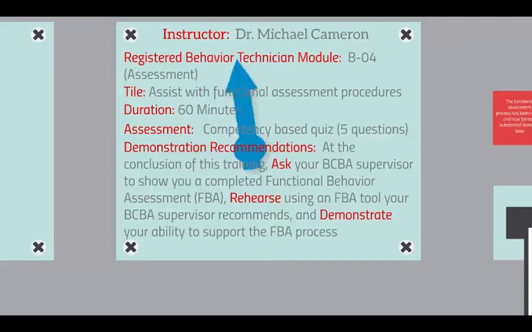So the point here is that the clinicians that you work with will have very specific tools that they use in order to conduct a functional behavior assessment or a functional analysis. And it'd be really good for you to familiarize yourself with that tool prior to having to use it. So in consequence, once you've reviewed the tool, it'll be very beneficial to rehearse actually using the FBA tool that you'll ultimately be responsible for assisting with, and then finally demonstrating your ability to support the entire FBA process in the context of an interdisciplinary team.